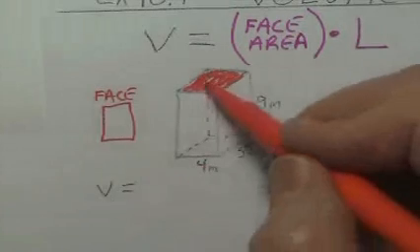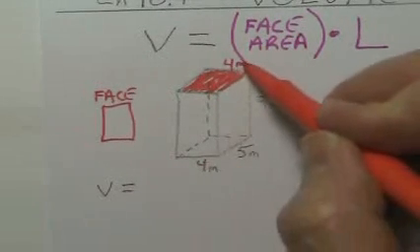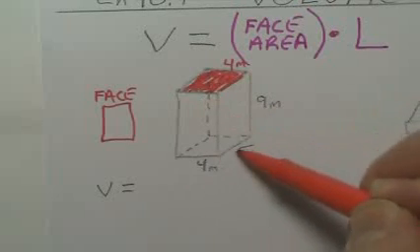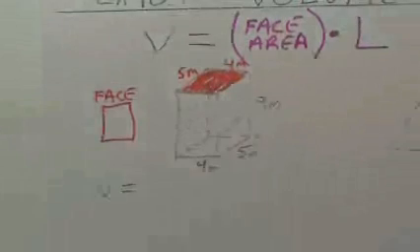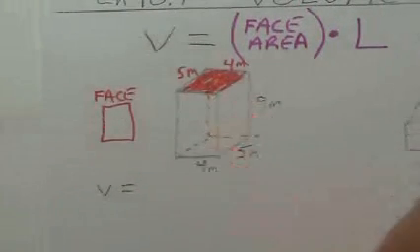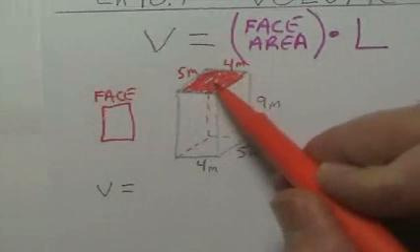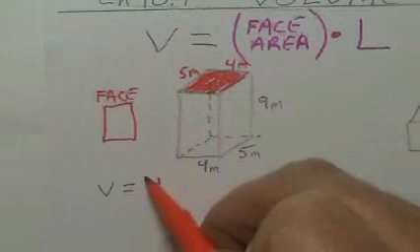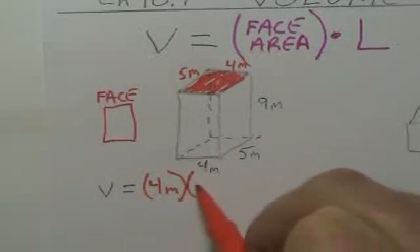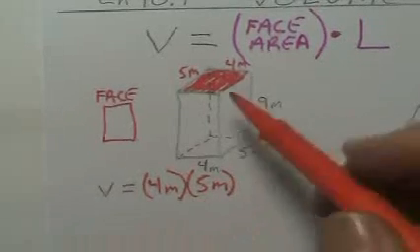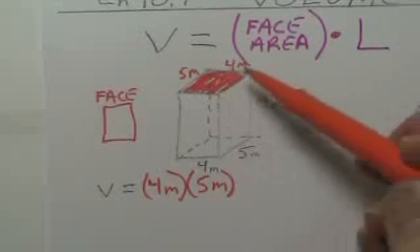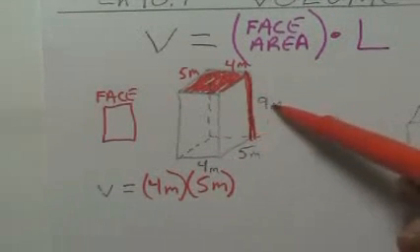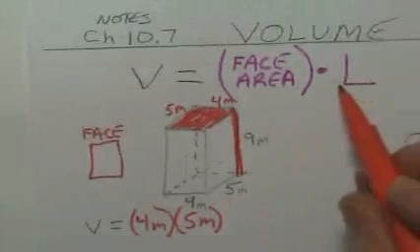So if that's a face, notice this side here is 4 meters. And this length right here is 5, because if this is 5, that's 5, this is 5, that's 5. So 4 by 5 will be our face. The area of this face is base times height, which is 4 times 5, or 5 times 4, either way is all right. And I'm going to put the units in there this time. That's my face. Next, I need to know how long it is, or how tall it is. It's 9 meters. So I have to multiply it by the length, which is 9.